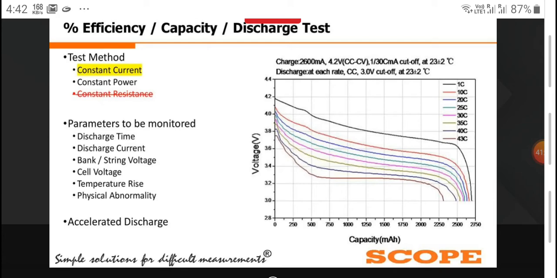So it is always recommended that whenever you are doing the discharge test, you need to set the discharge current and the discharge time. Based on the discharge current, you will do the discharge test. And in the accelerated discharge, you are not getting the full capacity of the battery.